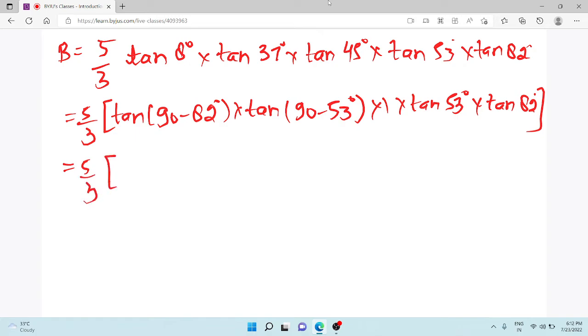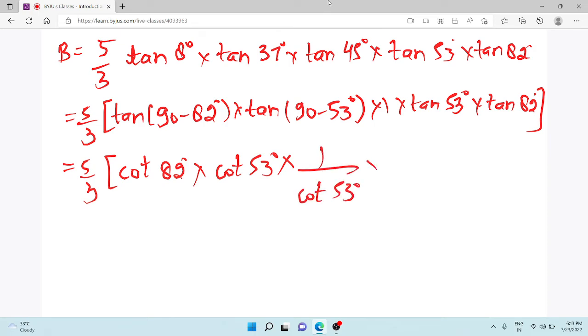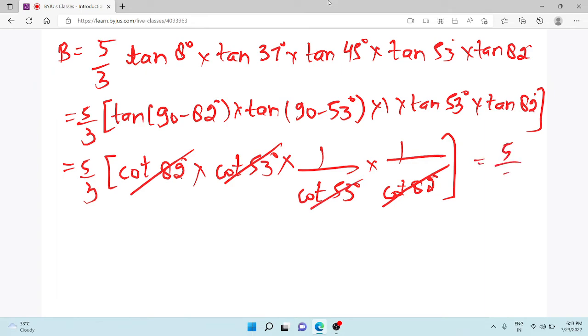It means, friends, tan of 90 minus theta is cot theta, just like the previous question we did. It will be cot 82, and tan 90 minus theta again, cot 53. We can write tan theta is equal to 1 by cot theta. You can write it as 1 by cot 53 into 1 by cot 82. So these two are cancelled out, these two are cancelled out. We are only left with 5 by 3.